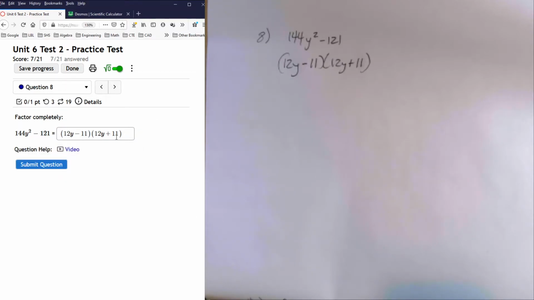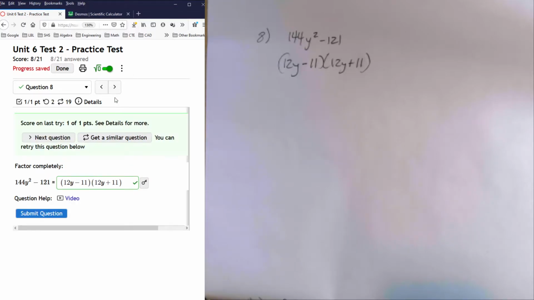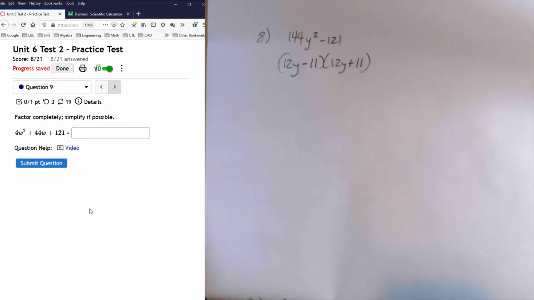Okay. And again, it doesn't matter which order. Like I could have put 12y plus 11, 12y minus 11, put it in whatever order I want. But you have to have a positive and a negative. That's really what we're looking for. Number 9.